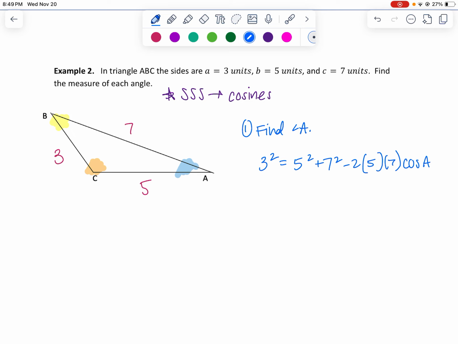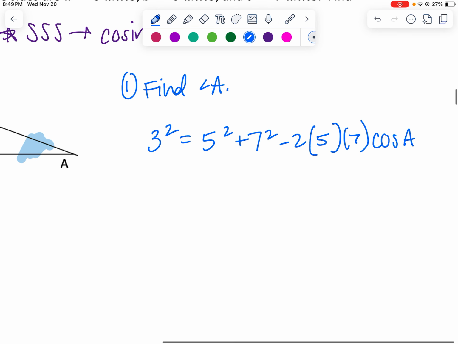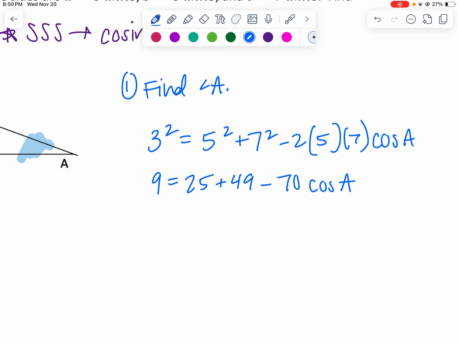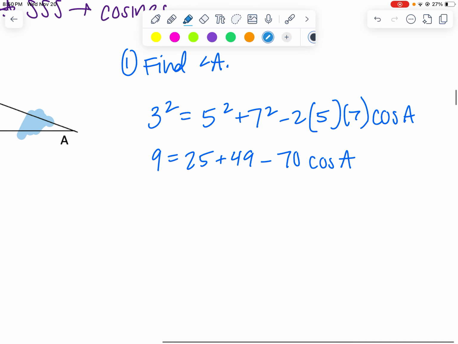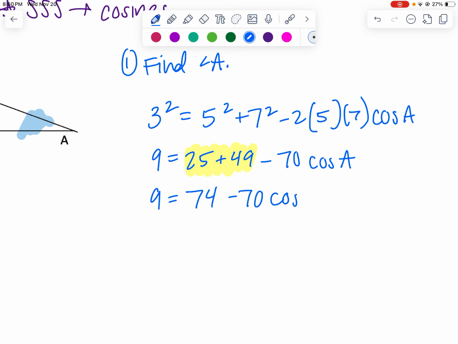This is when I'm going to use my mental math in order to evaluate this. So I got 3 squared is equal to 9, 5 squared is 25, plus 49 minus, right, 5 times 7 is 35, so twice that is 70 times the cosine of A. I can combine these two right here. The negative 70 is attached to that cosine of A, so I can't combine that. I get 9 is equal to 74 minus 70 cosine of A.